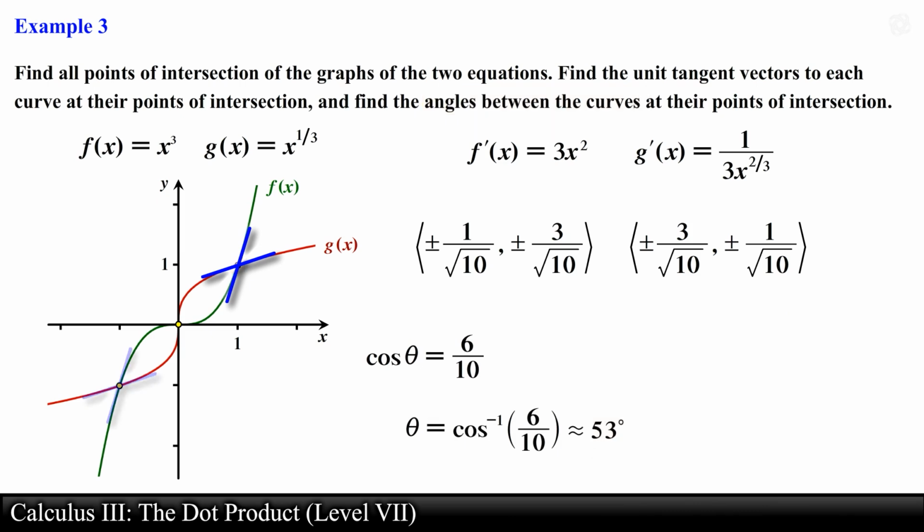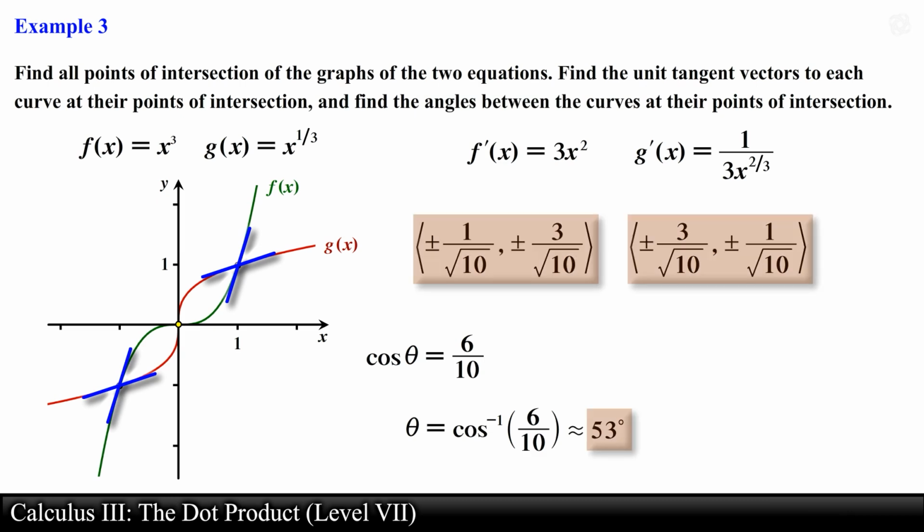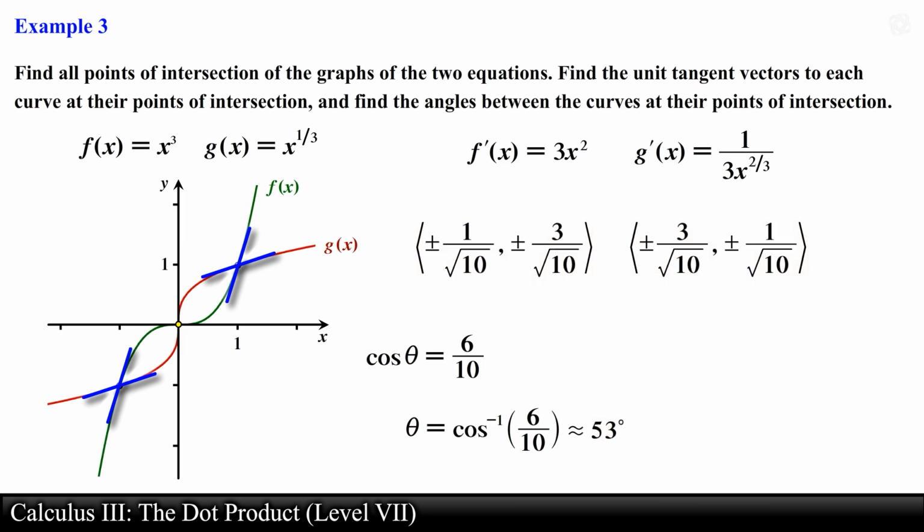The unit vectors and angle between the vectors at point (-1, -1) will be exactly the same as those located at point (1, 1) because of the function's symmetry. Alright, in our next video, we will switch topics and go over scalar projections.